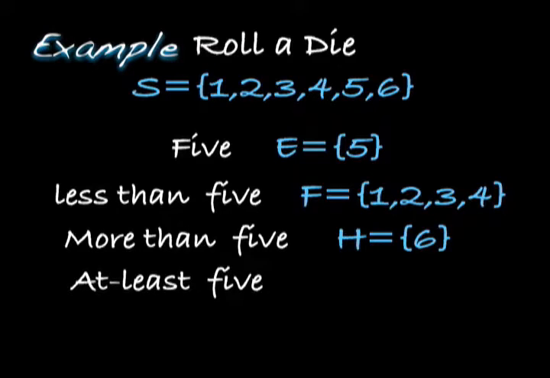At least 5. Which outcomes are associated with the event of rolling a number that is at least 5? At least 5 means 5 or more. So we look at the sample space. The 5 and 6 are the only outcomes associated with rolling at least a 5. We have named this event J.